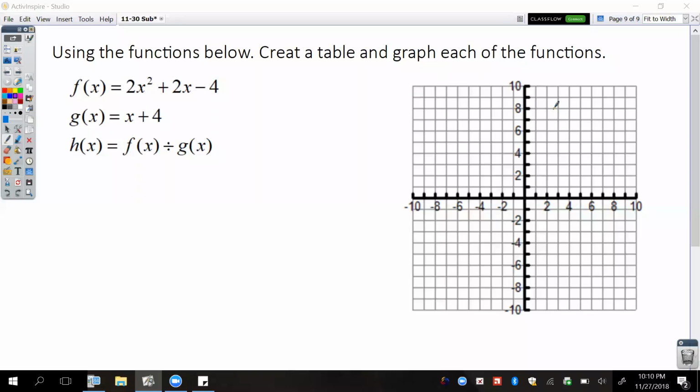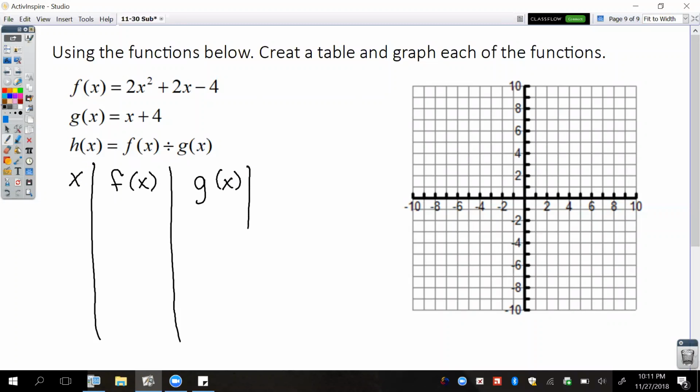All right, so this is dividing functions with graphs and tables. So this says to use the function below to create a table and graph all of those functions. So if I create this table, we're going to have my x, my f of x, my g of x, and then my h of x, which is those two functions divided by each other.